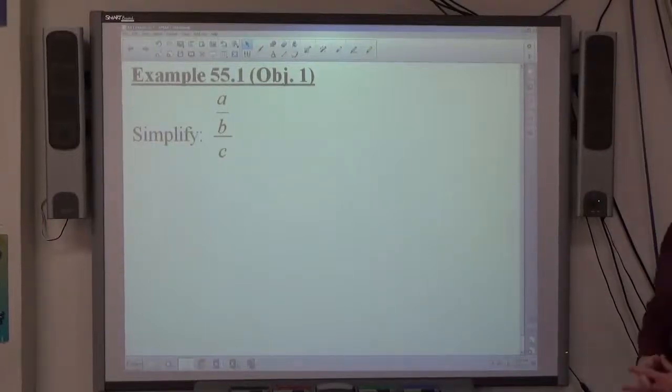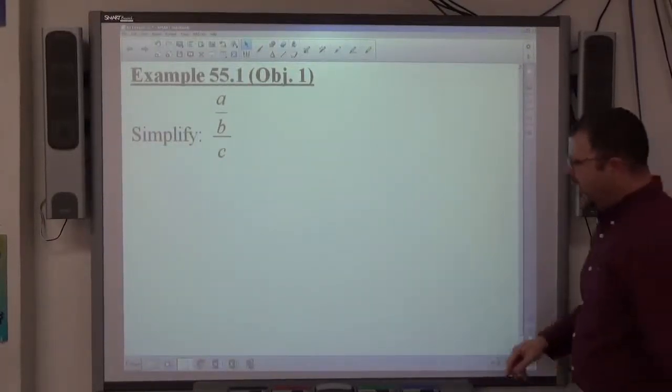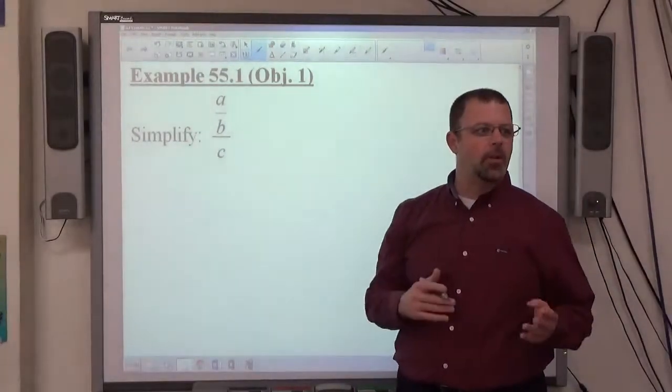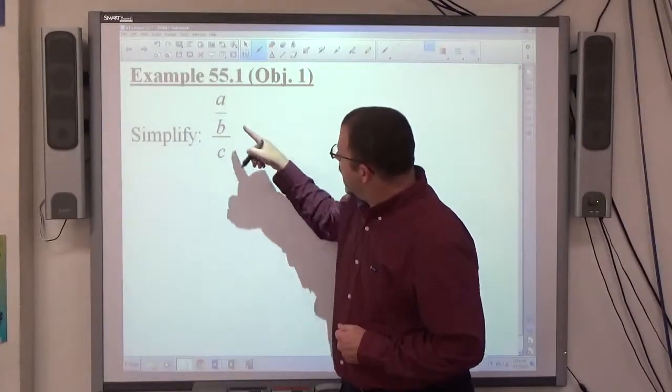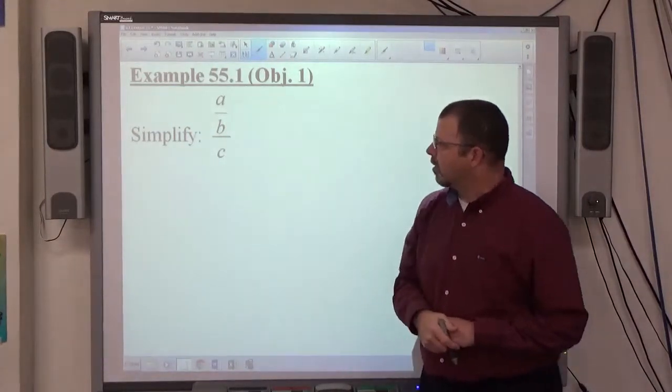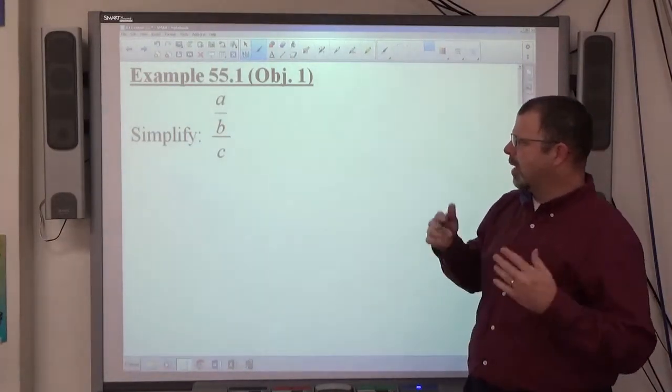Example 1, simplify a over b over c. And right now, the main fraction bar, what we're looking for is the main numerator, main denominator of this thing. Notice this bar and that bar. Which one's thicker and longer? The one between B and C, right?